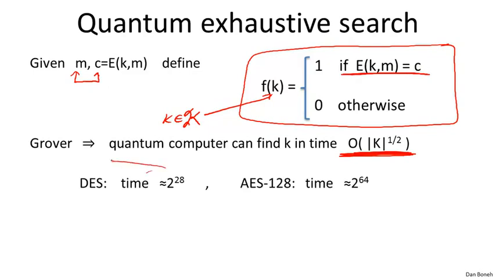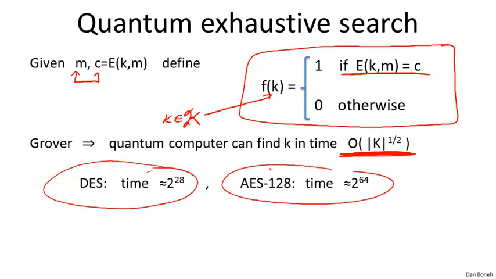So what does that mean? For DES, this would totally destroy DES. This would say that in time 2 to the 28, you can find a key. 2 to the 28 is about 200 million, so 200 million steps, which takes a millisecond on a modern computer. This would totally destroy DES. But even AES with 128-bit keys, you would be able to find the secret key in time roughly 2 to the 64. And 2 to the 64 is these days considered insecure. That's within the realm of exhaustive search. And so basically, if somebody was able to build a quantum computer, we would then say that AES 128 is no longer secure.